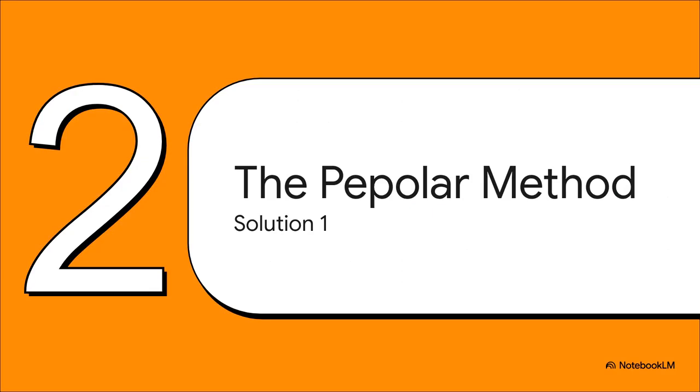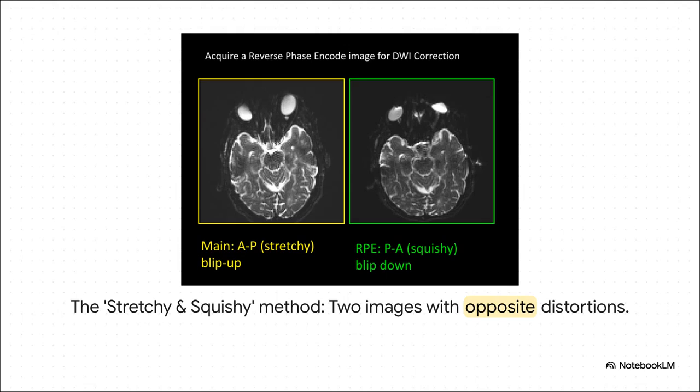First up is the POPE method, and honestly, it's just a really elegant and clever way to solve this distortion puzzle. I seriously love this analogy. The POPE method is what we call the stretchy and squishy method. The whole idea is to grab two extra scans where the distortions are the exact opposite of each other. So in this example, the main image on the left has these stretchy eyeballs. Then we take another scan with the encoding flipped, and we get squishy eyeballs. The software can then look at both the stretchy and the squishy version and calculate what the true undistorted shape must be, somewhere right in the middle.